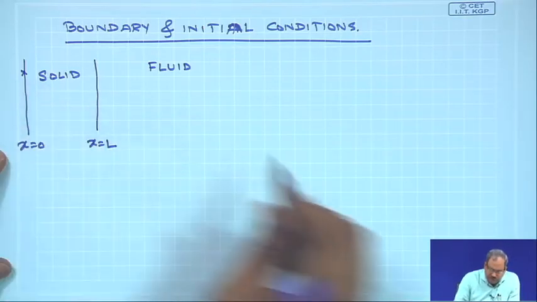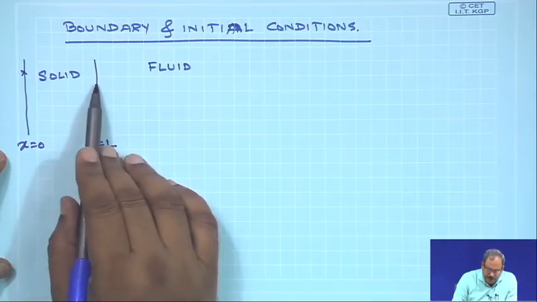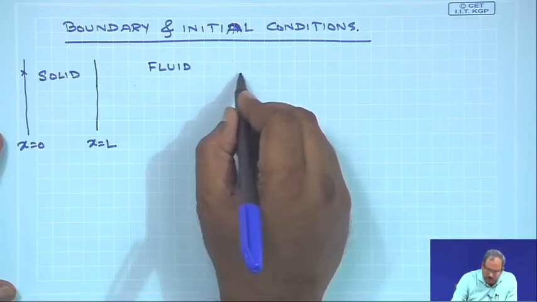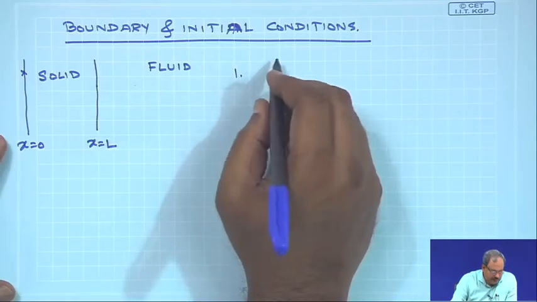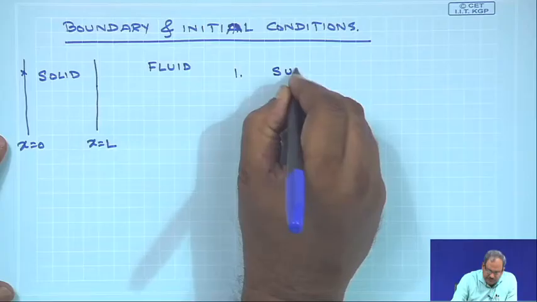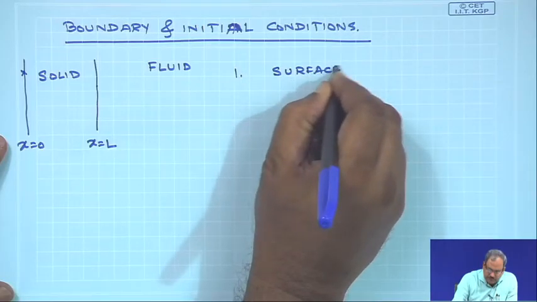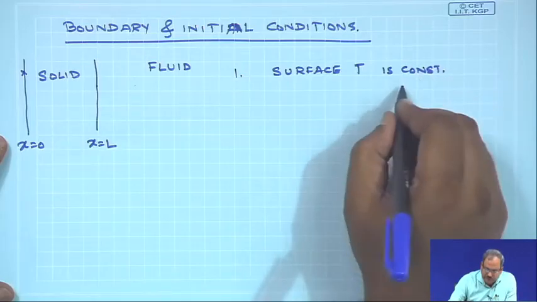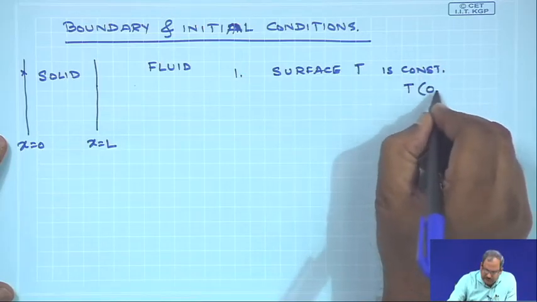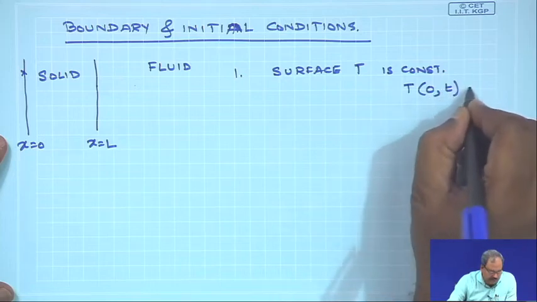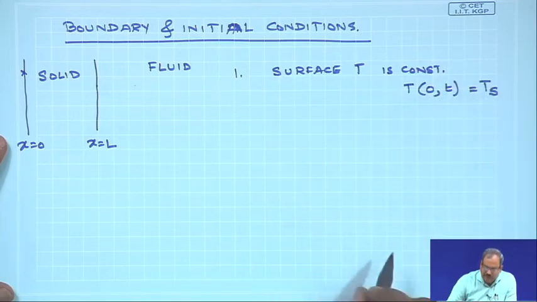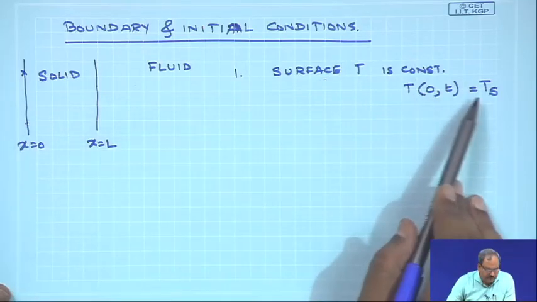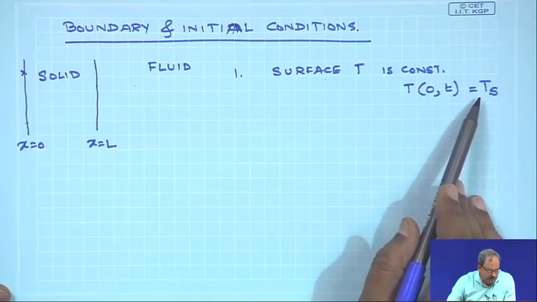Through the solid you only have conduction, and from the interface you have convection. So, the first possible condition is that the surface temperature is known or constant, which would tell you that T at x equals 0, at any time t, is maintained at some value T s. So, if the surface temperature at this point is constant, then the temperature over here would also be constant.